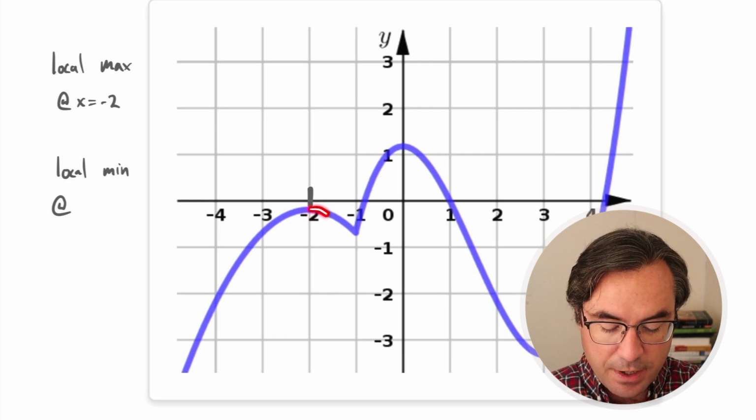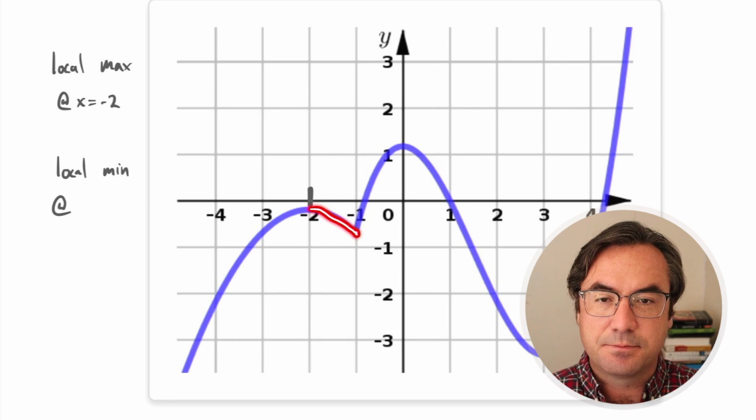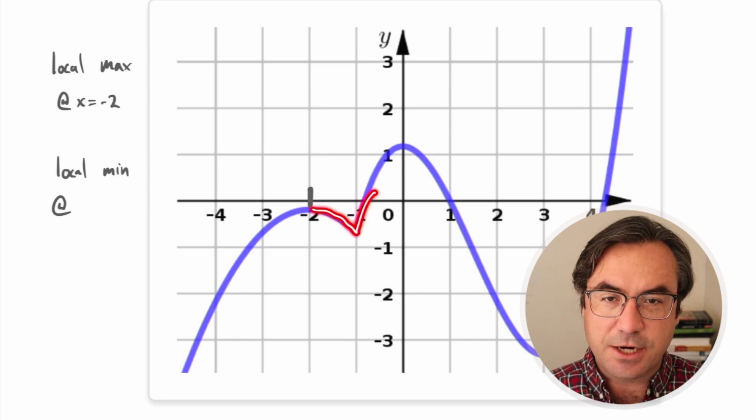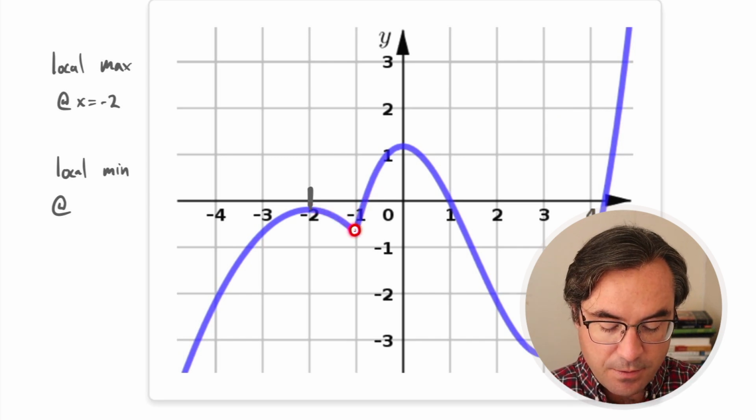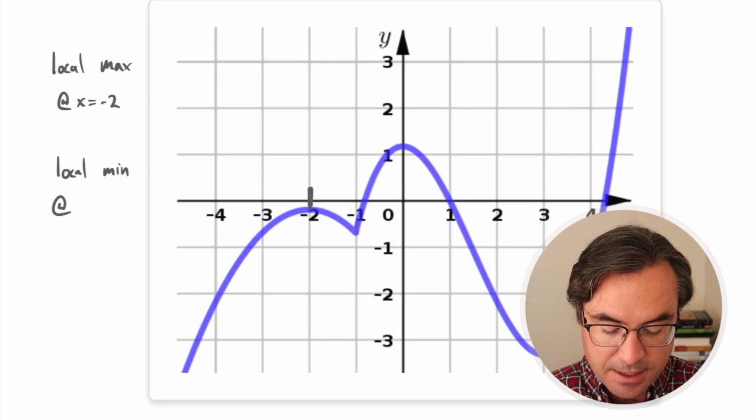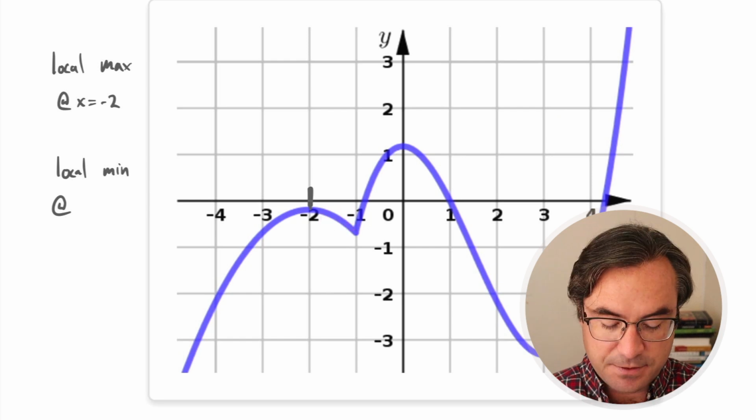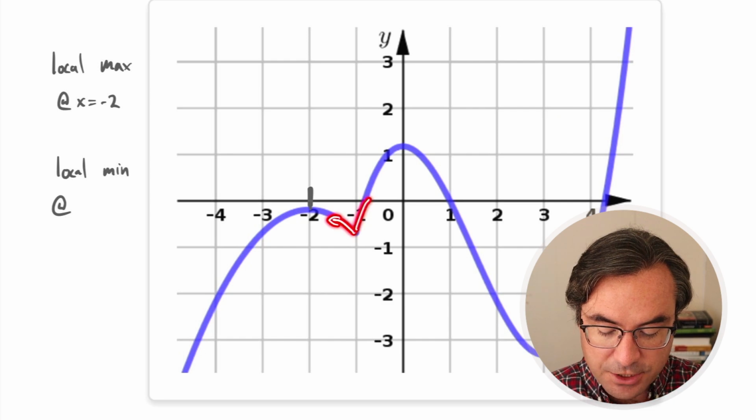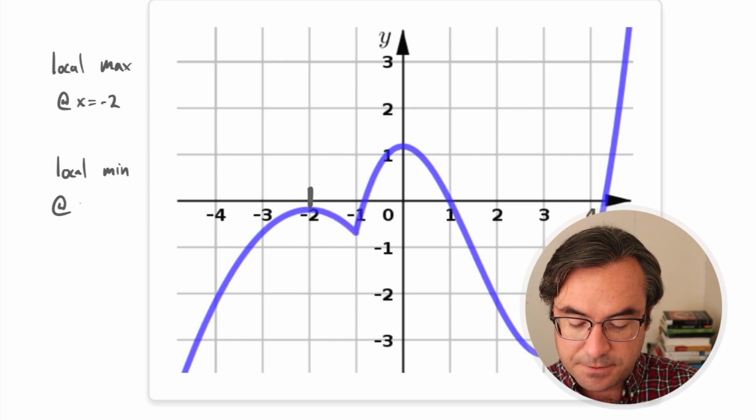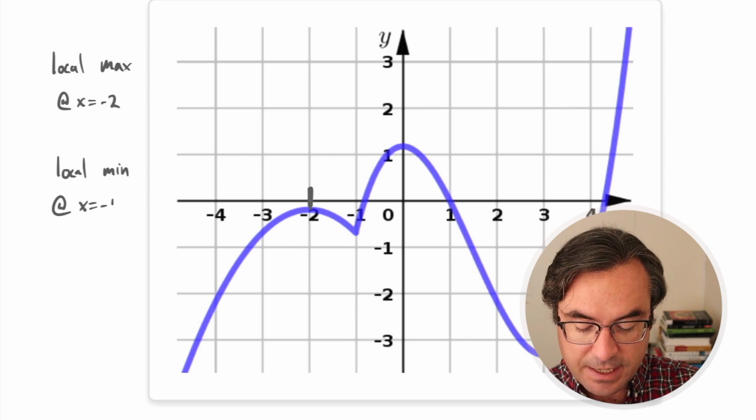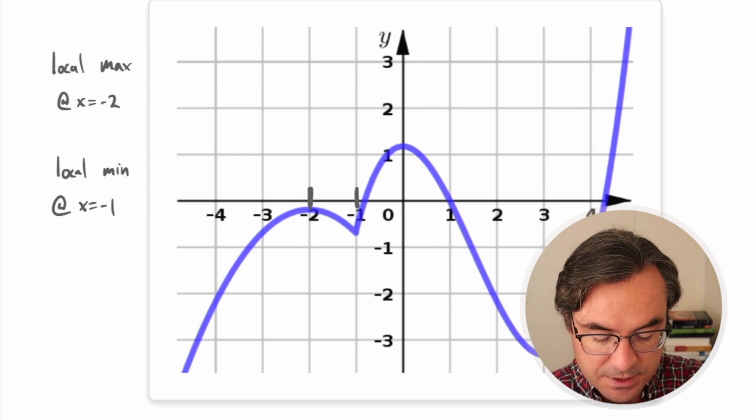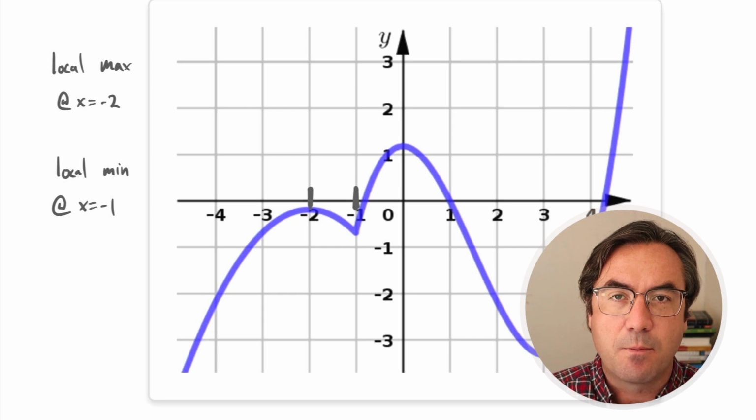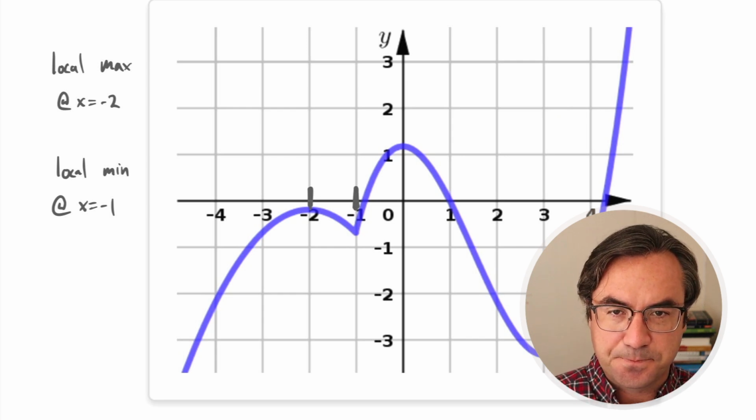Then as we keep going, we hit this sharp point here, and we change direction. Again, if we imagine standing at that point, it's uphill if we move to the left, it's uphill if we move to the right. When we go uphill in both directions, that's a sign that we have a low point. So we have a local min at x equals -1. Something special is happening at -1 as well. So let's mark that on our x-axis.